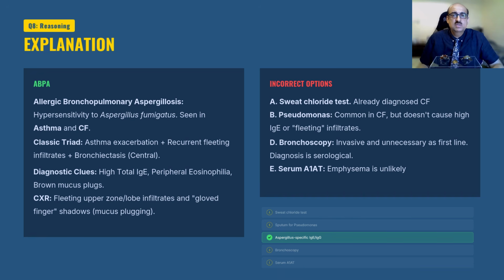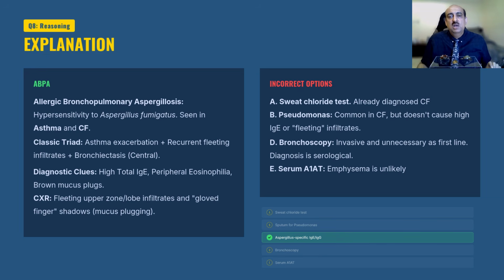Why do we say that? Because it's a hypersensitivity reaction to the Aspergillus fungus, and it's seen predominantly in asthma and cystic fibrosis patients because they've got colonization and immunosuppression. The classical triad is exacerbation of asthma/CF plus recurrent fleeting infiltrates and bronchiectasis, which is more central. Diagnostic clues are high IgE, peripheral eosinophilia, brown mucus plugs. The chest X-ray is not pathognomonic but suggestive because the gloved finger appearance means there is mucus plugging, the mucus secretions distal to the bronchioles, the terminal bronchioles. They are engorged and thick, and hence it leads to the gloved finger appearance.